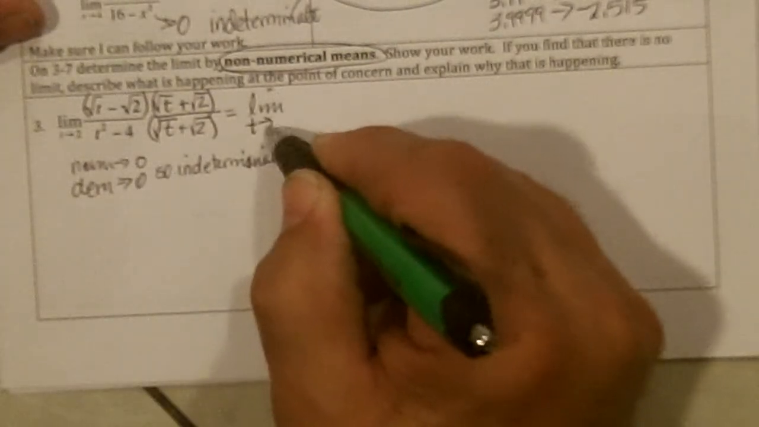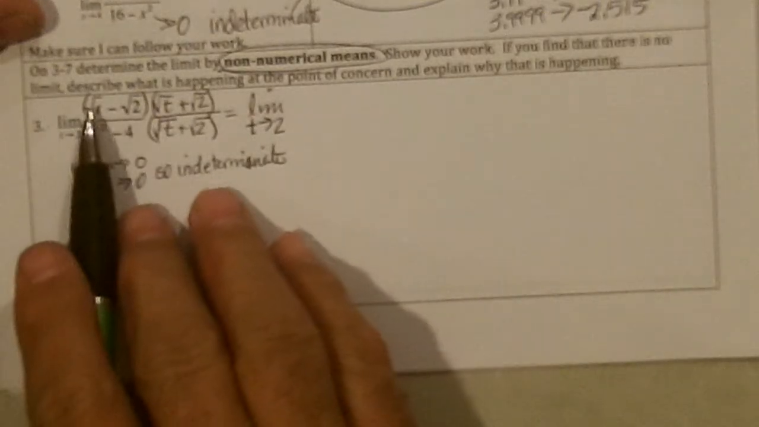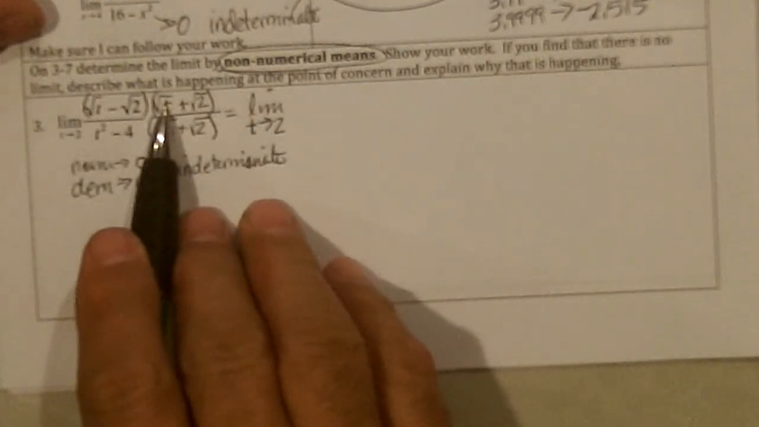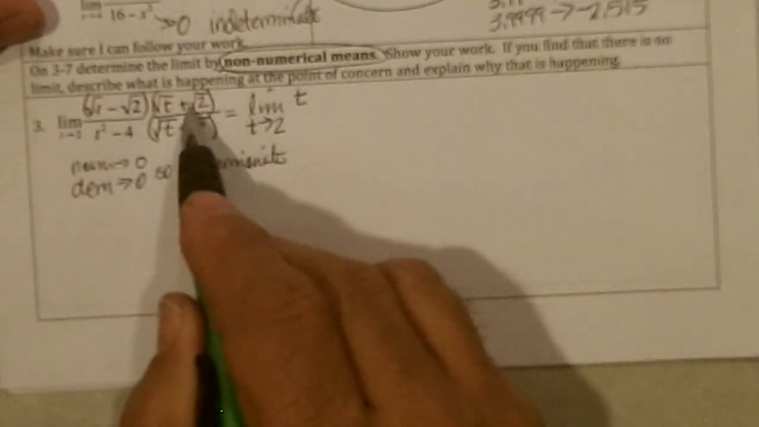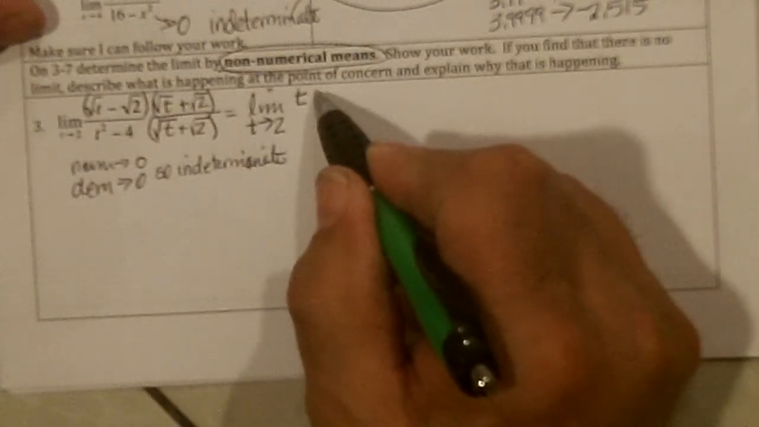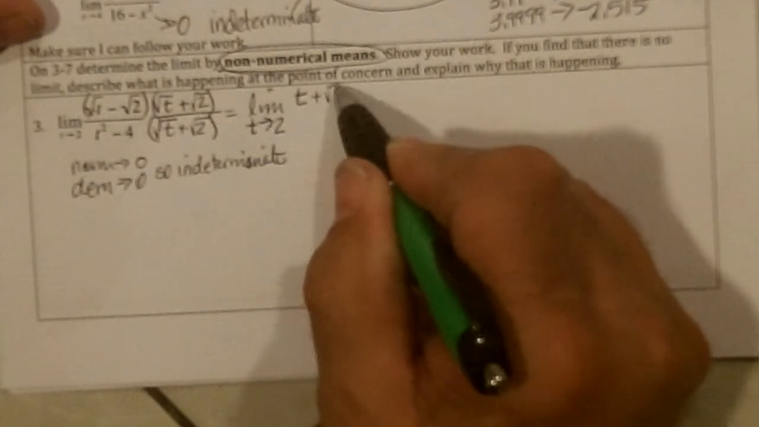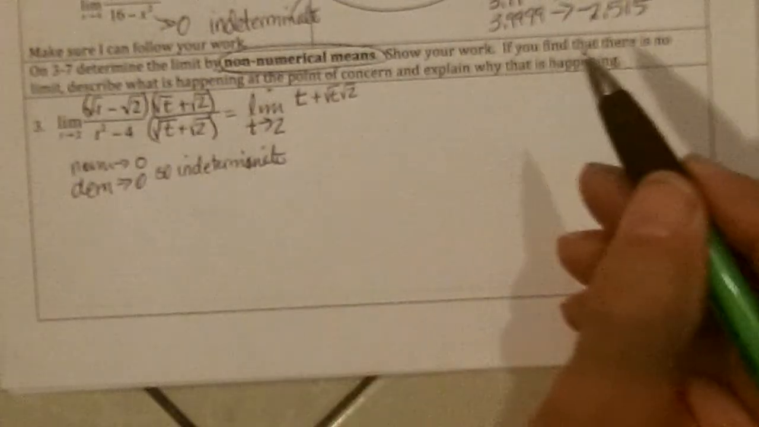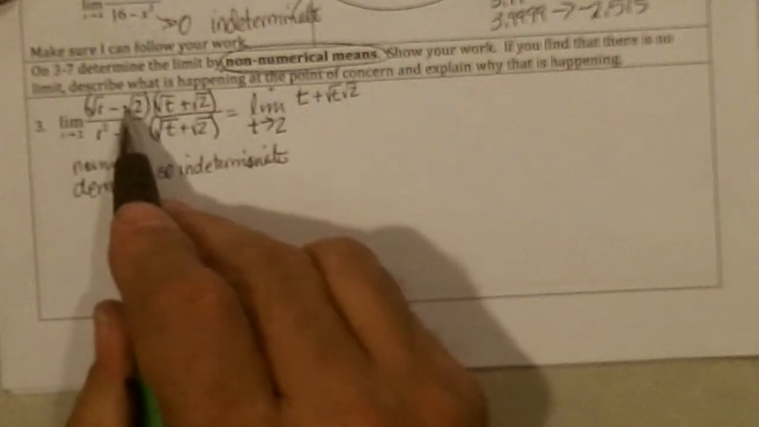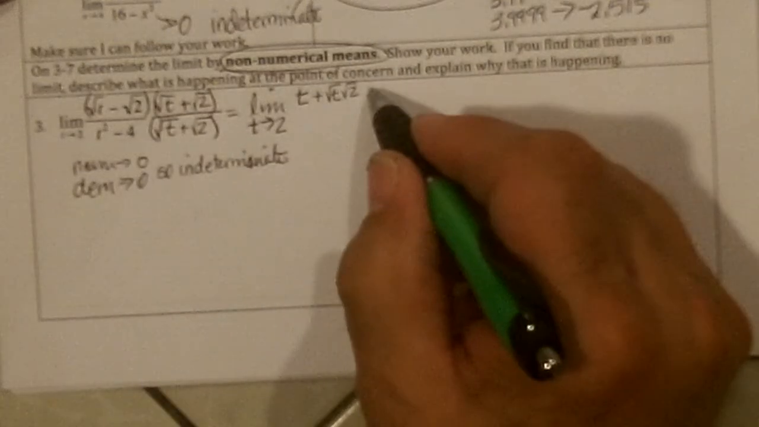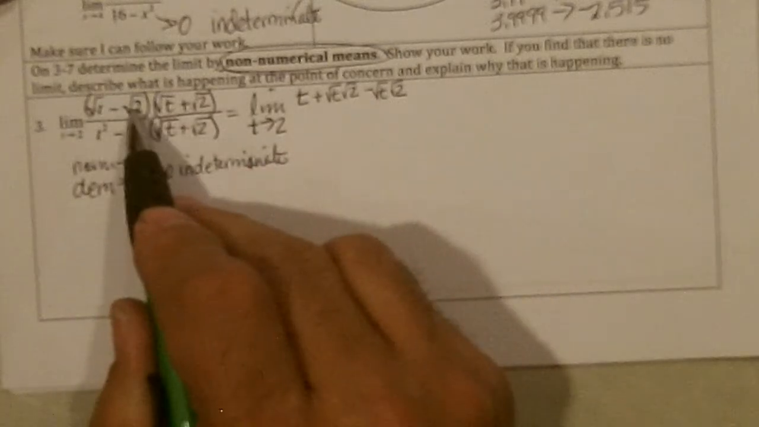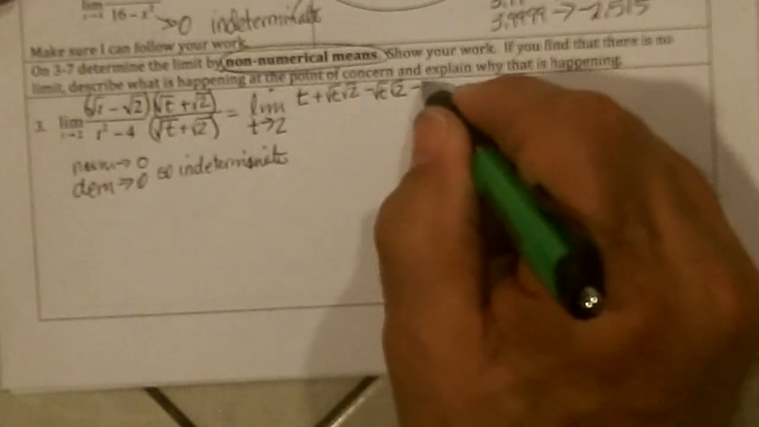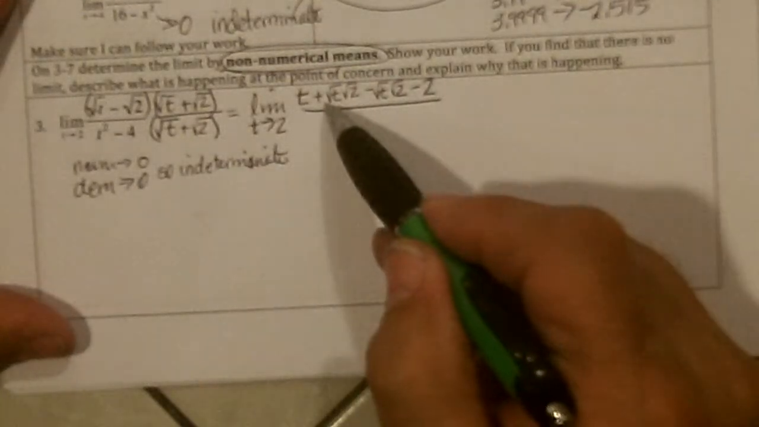As t approaches 2, we get the square root of 2 times square root of t times the square root of t, which is t. Square root of t times plus square root of 2 is plus square root of t square root of 2, or square root of 2t. Then we're going to get minus square root of 2 times the square root of t. And then we're going to get minus square root of 2 times square root of 2, which is minus 2. Well, we can see that these are going to cancel out.